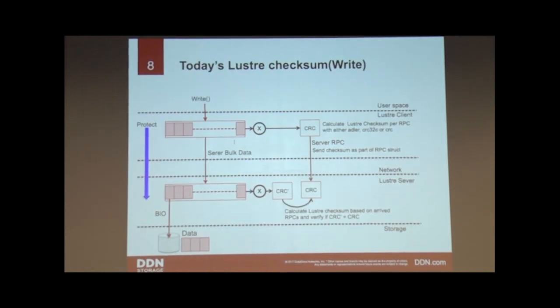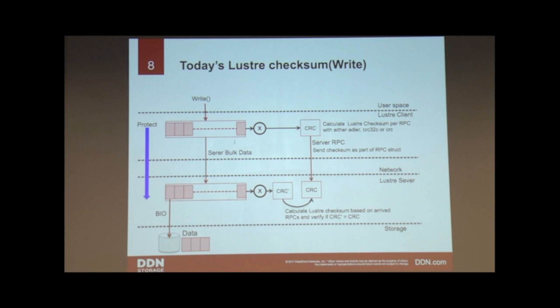So I want to introduce more detail on what's the change in the Lustre checksum: today's checksum, and then the checksum with the T10-PI. So this is how today's Lustre checksum works on a full write.